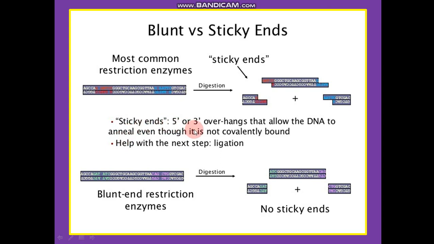Sticky ends, 5' or 3' overhangs, allow DNA to anneal even if it is not covalently bound. If there is no covalent bonding between the two strands which we want to stick, but they have complementary sticky portions present, they will automatically stick. Okay, so this is a very important thing, that sticky ends play an important role in gene cloning because they allow this fusion of two DNA strands very easily.